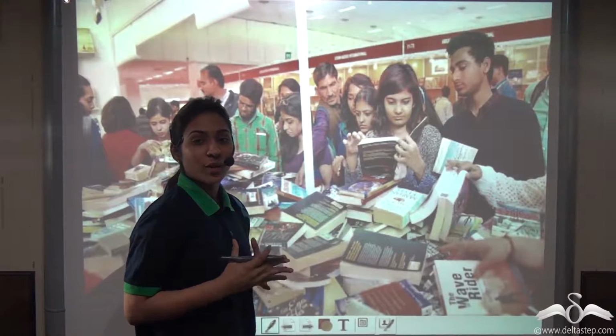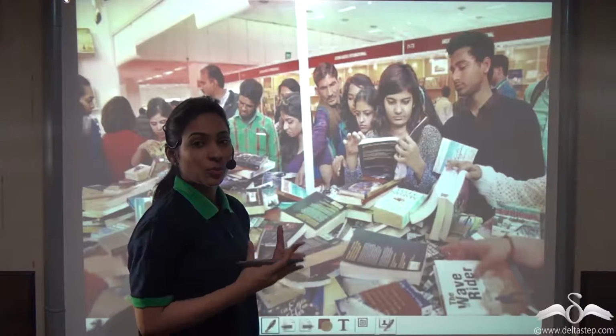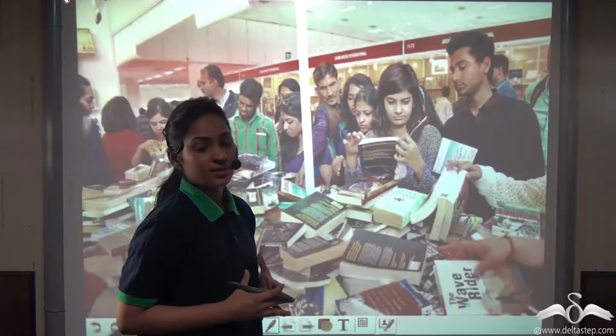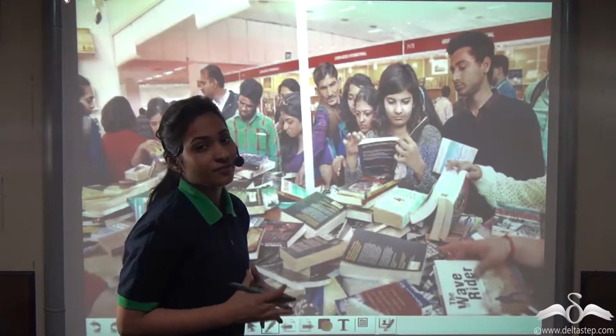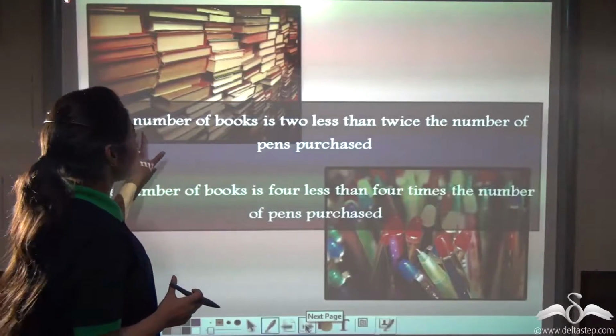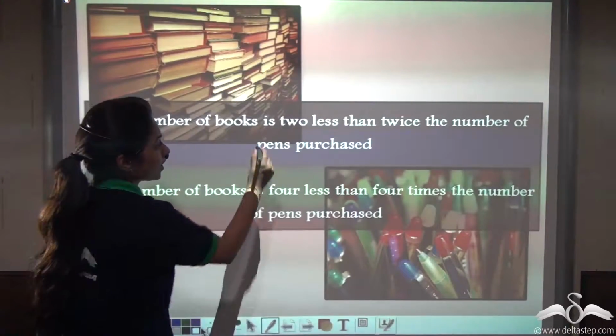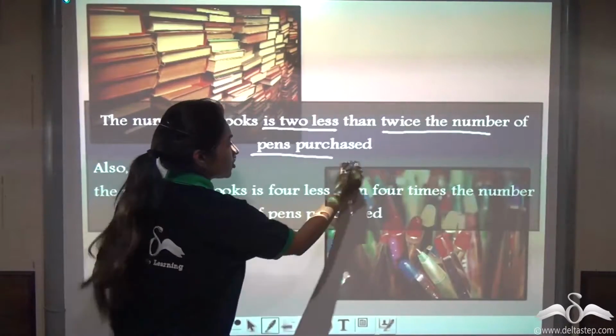One day, Shreya went to a sale to buy books and pens. Now, when she came back from the sale, her friends asked her how many pens or how many books she bought. She gave them a puzzle. She said that the number of books she bought is 2 less than twice the number of the pens purchased.